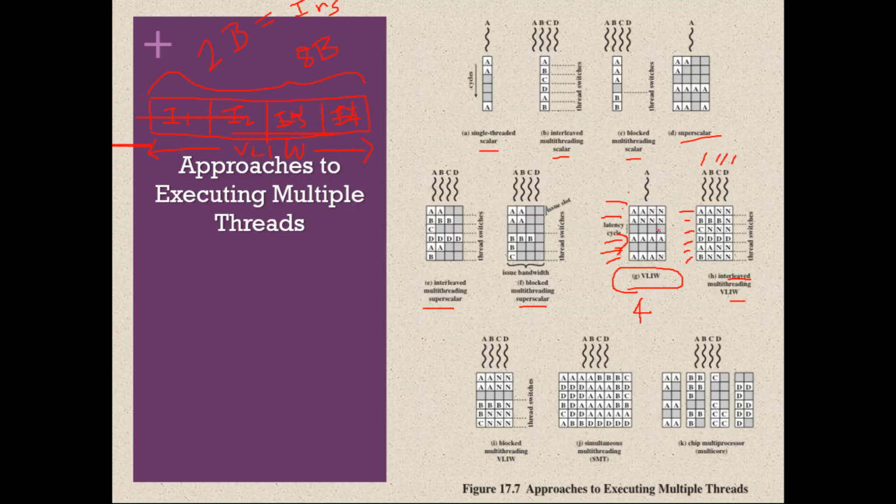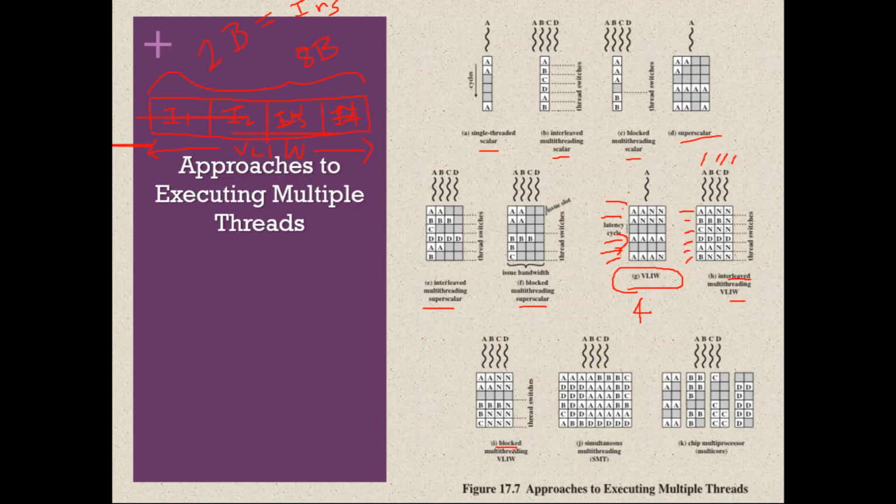During the second clock cycle, it has to check B. It was able to find 3 independent instructions of B. During the third clock cycle, it could find 1 independent instruction of C. During the fourth clock cycle, it found 4 independent instructions of D. During the fifth, it got 2 independent instructions of A. And during the sixth clock cycle, it got 1 independent instruction from B. So this is interleaved multi-threading VLIW.